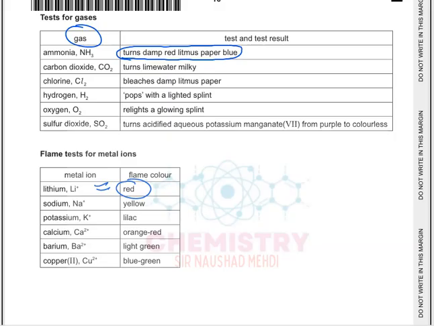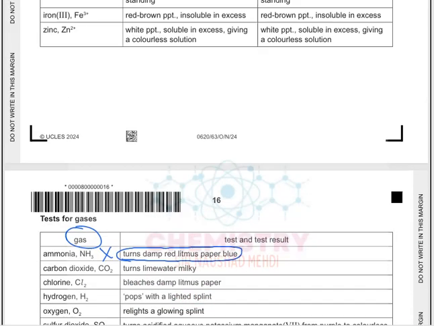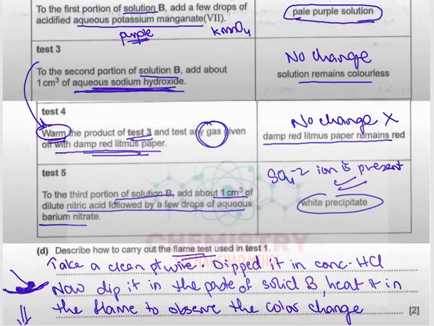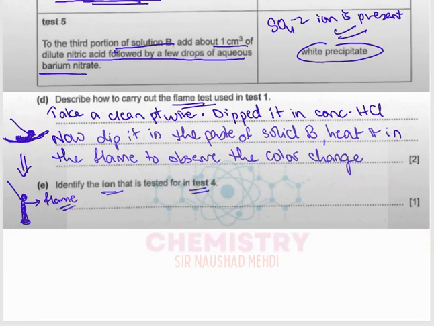So what does it mean? That on warming, the ammonia gas is not produced. And if the ammonia gas is not produced on warming, it means that the ammonium ion is not present. So basically, test number 4 was to check whether the ammonium ion is present or not. If the ammonium ion was present, then upon warming, the damp litmus paper would change to blue color. But over here, it is not happening. So it means that ammonium ion is not present.